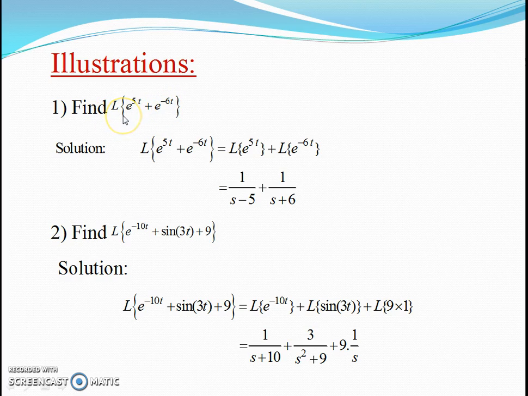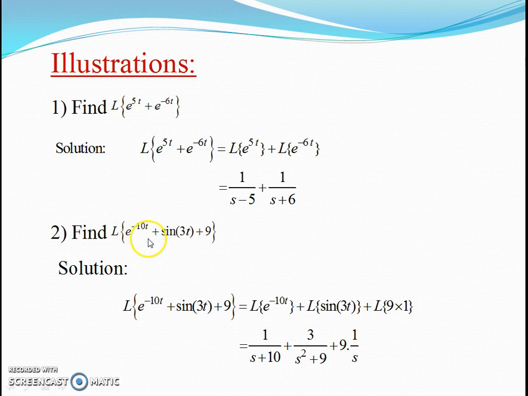Now illustrations. First one: find the Laplace transform of e raised to 5t plus e raised to minus 6t. First of all, separate the L operator to each term. We get L of e raised to 5t plus e raised to minus 6t equal to L of e raised to 5t plus L of e raised to minus 6t. So use the Laplace transform of e raised to at and of e raised to minus at formulas from the table to write the answer of these two. So the Laplace of e raised to 5t is 1 upon s minus 5, and the Laplace of e raised to minus 6t is 1 upon s plus 6. This is the answer to the given question.